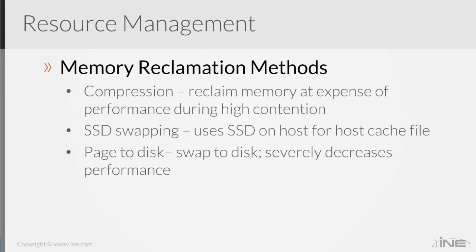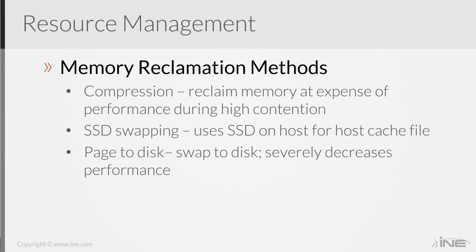The third method of memory reclamation we have is memory compression. Memory compression attempts to reclaim memory by compressing pages of memory during memory contention. It does this to avoid the VM swapping out its memory to the swap file.